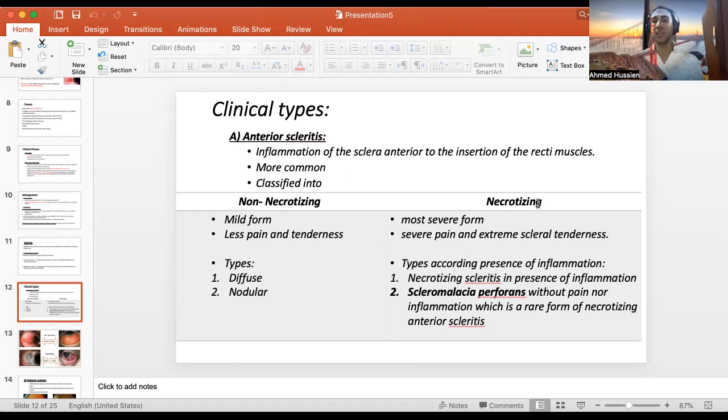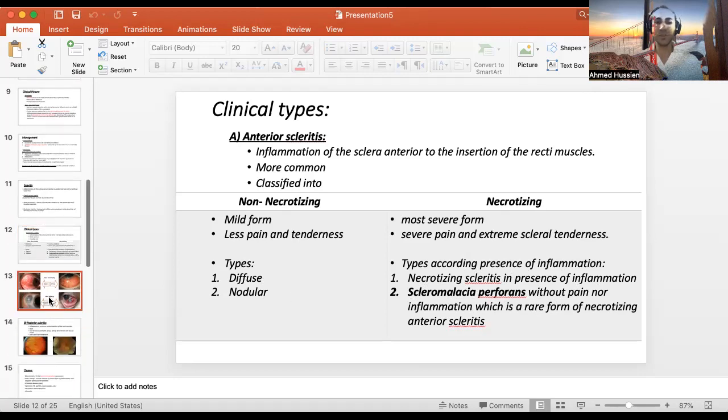The other form, which is necrotizing, there is tissue necrosis, and again, it's either associated with inflammation. We call it necrotizing scleritis with inflammation. And another one, which is without pain and without inflammation, we call scleromalacia perforans, where there is tissue necrosis and even perforation of the tissue without pain or inflammatory signs or redness.